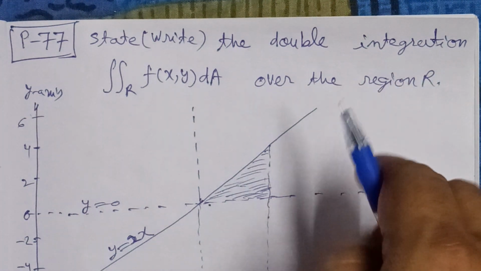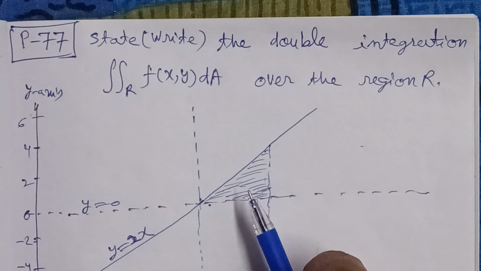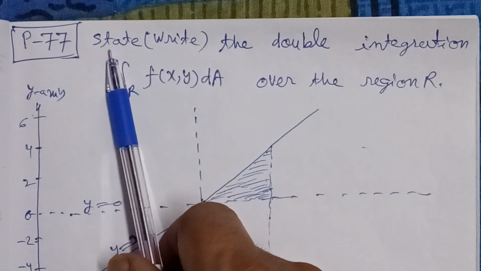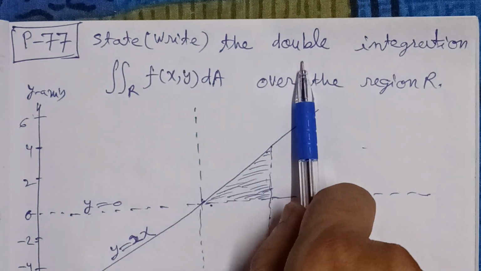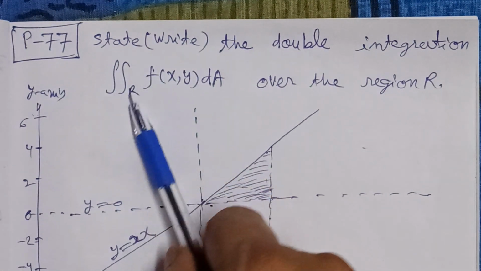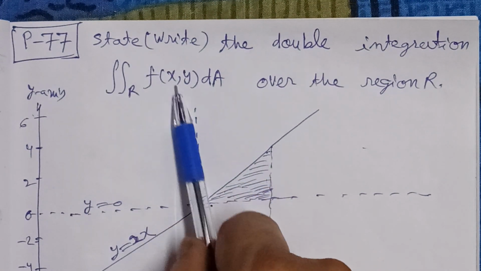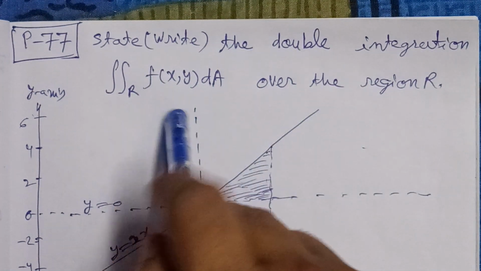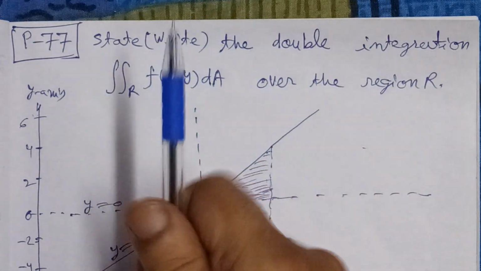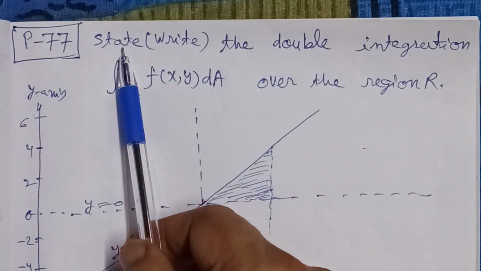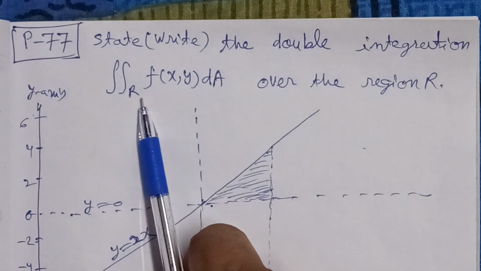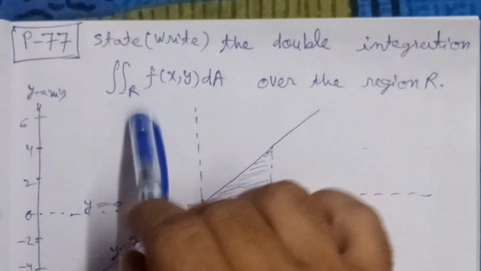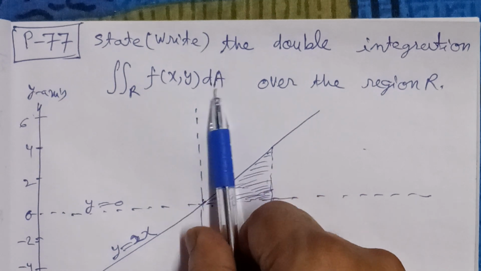This problem is related to double integration, or multiple integration. The problem is to state or write the double integration of a function f(x, y) dA over the region R. Here the double integration is already given. What we have to write, it means here we only have to write the limits of integration for both, and also write dA.